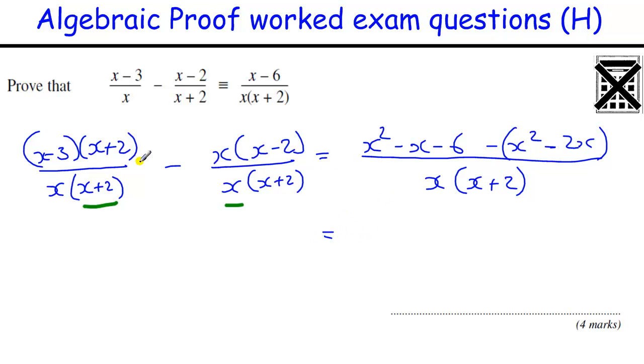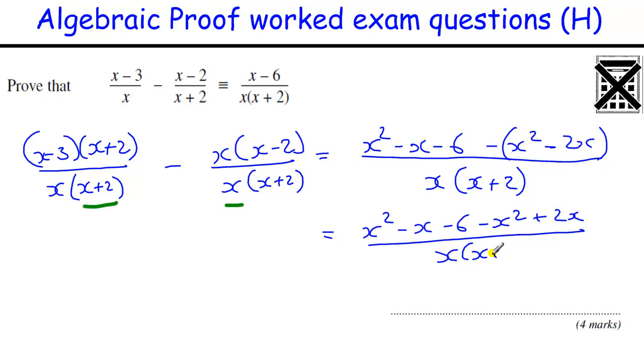If you're really good with this, you can work this out as you go along, but it's quite easy to make mistakes with the negatives otherwise. x squared minus x minus 2 minus the x squared minus minus, which is plus 2x, all over x, x plus 2. And the x squareds cancel. Minus x plus 2x is x, and you've got minus the 6 over x, x plus 2. And there we go.